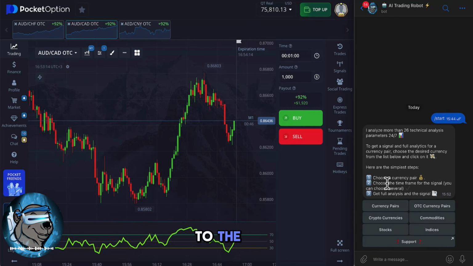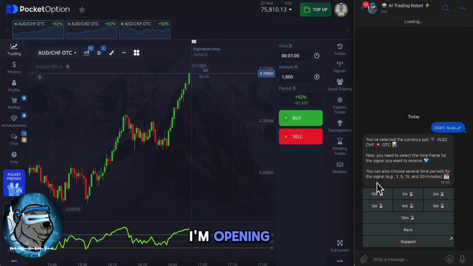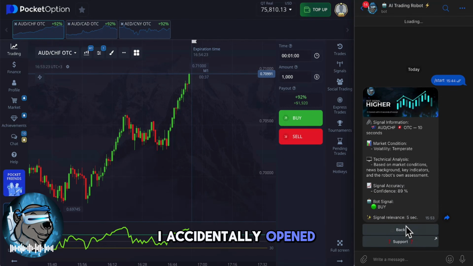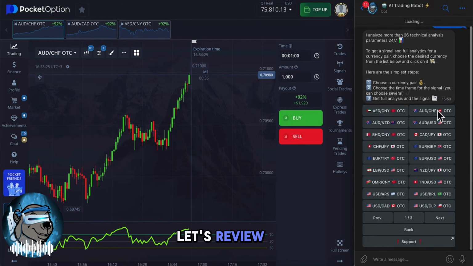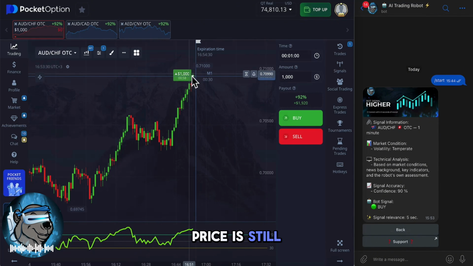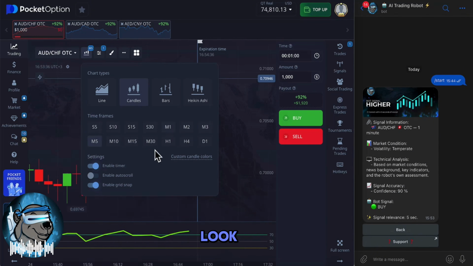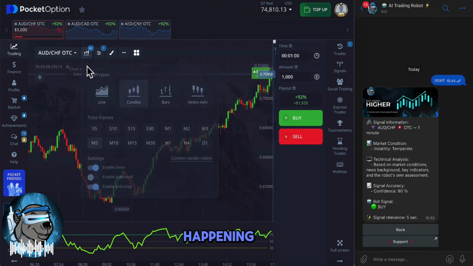Now I'm moving on to the next asset where I will be trading: Australian dollar and Swiss franc. I'm opening a trade. I accidentally opened it for 10 seconds. Let's review our analysis again. 1 minute buy. Even though the price is still trading upwards right now, the trading robot says you need to buy. I'll take a look at a higher time frame to see what's happening here.